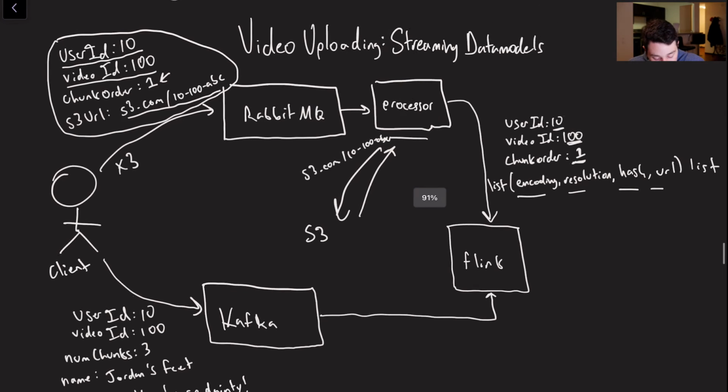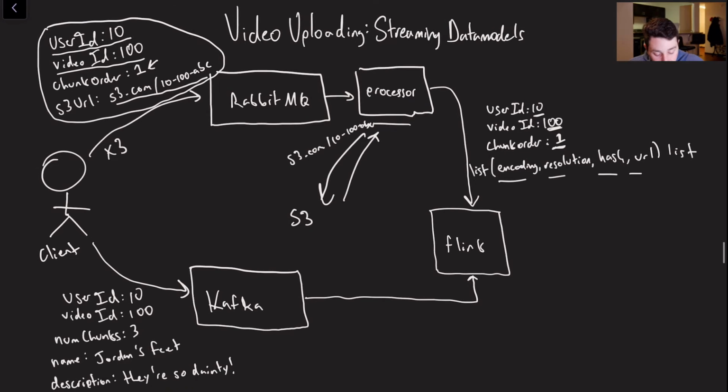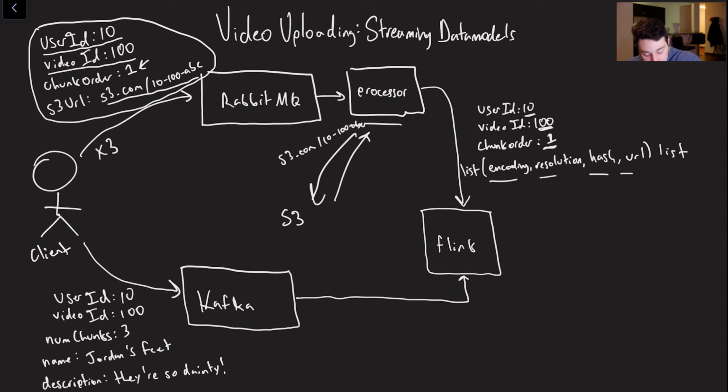In addition to that, we've got this second data model right here, which is more about the video metadata, right? So for user 10, for video 100, there are 3 total chunks. The name is going to be Jordan's feet, and the description is that they're so stinky. Wait, that says dainty. Freudian slip, perhaps.